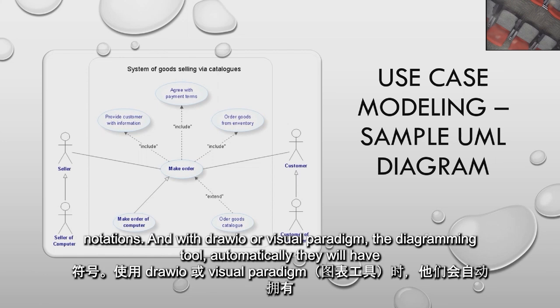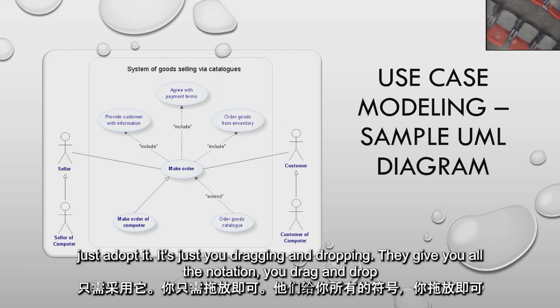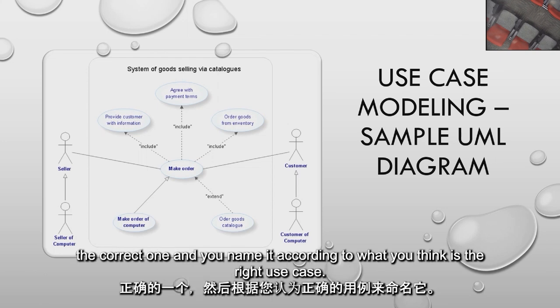And with Draw.io or Visual Paradigm, the diagramming tools, automatically they will have either use case or they'll have their diagrams there. The stickman will also be there. So you can just adopt it. It's just you dragging and dropping. They give you all the notation, you drag and drop the correct one, and you name it according to what you think is the right use case.